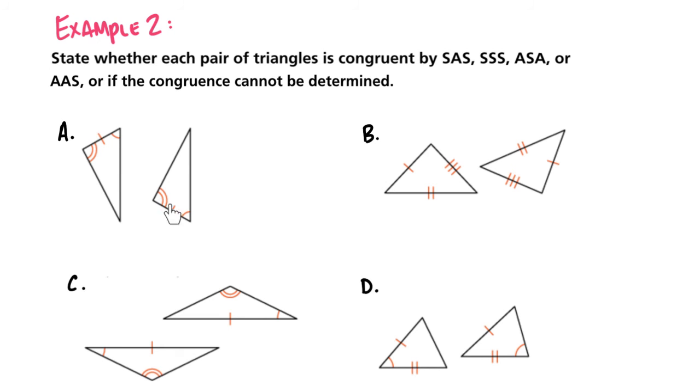This angle is congruent to this one, this angle is congruent to this one, and then the side that connects these two angles is congruent to the side that connects these two angles. So for letter A, I'm going to say yes by ASA.